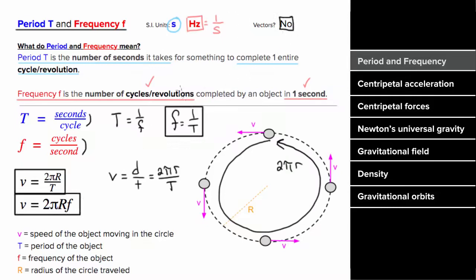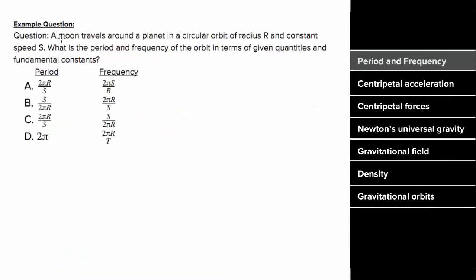So what's an example involving period and frequency look like? Let's say a moon travels around a planet in a circular orbit of radius r at a constant speed s. And we want to know what the period and frequency are in terms of given quantities and fundamental constants. So we'll use the relationship between the speed, the period, and the frequency. We know that for objects in circular motion, the speed is 2 pi r over the period. And that means the period here would be equal to 2 pi r over the speed.